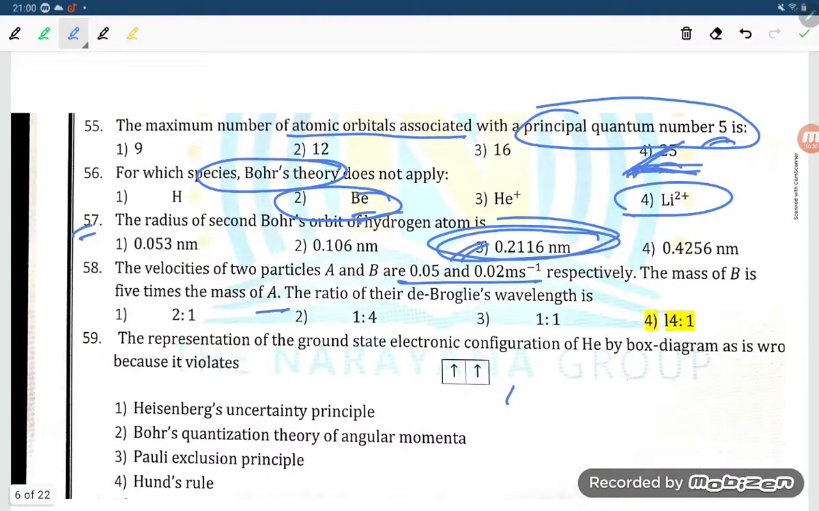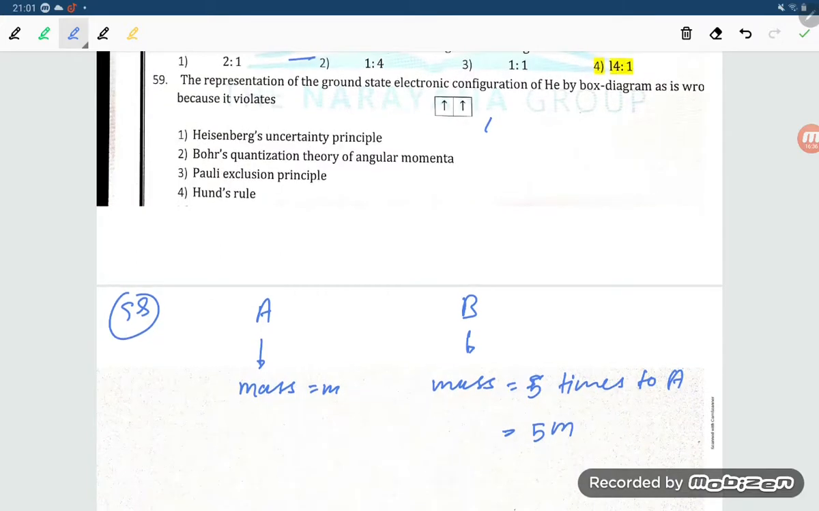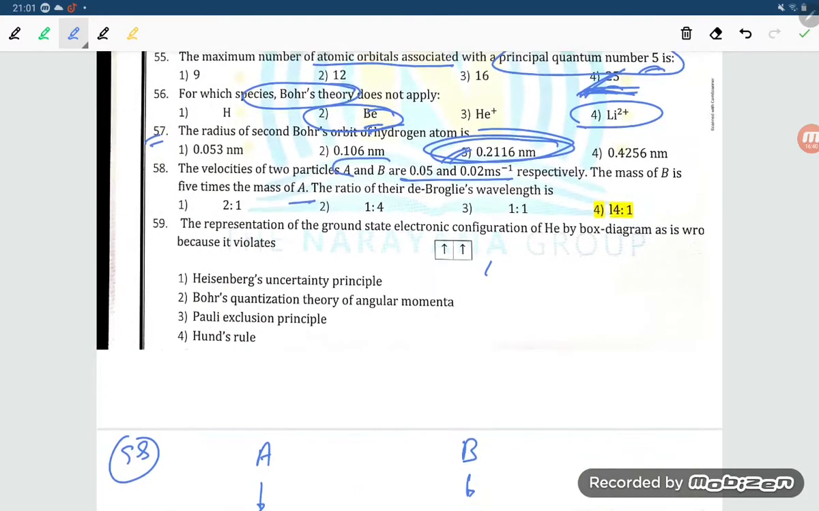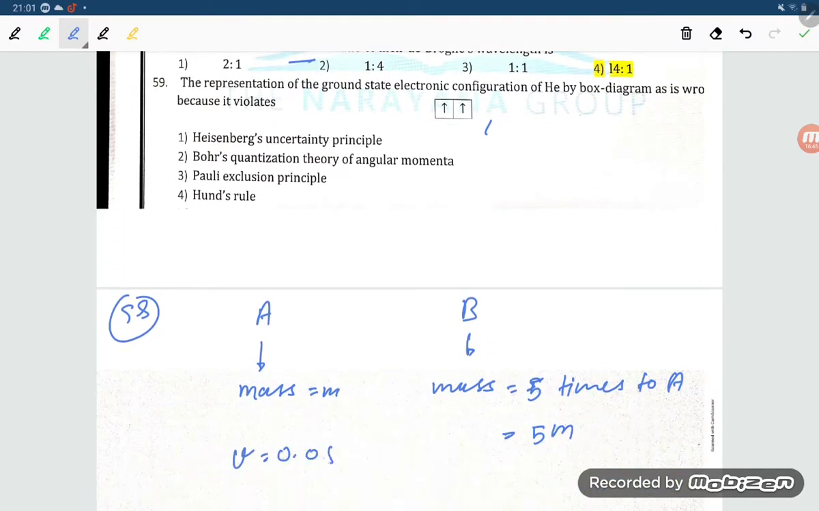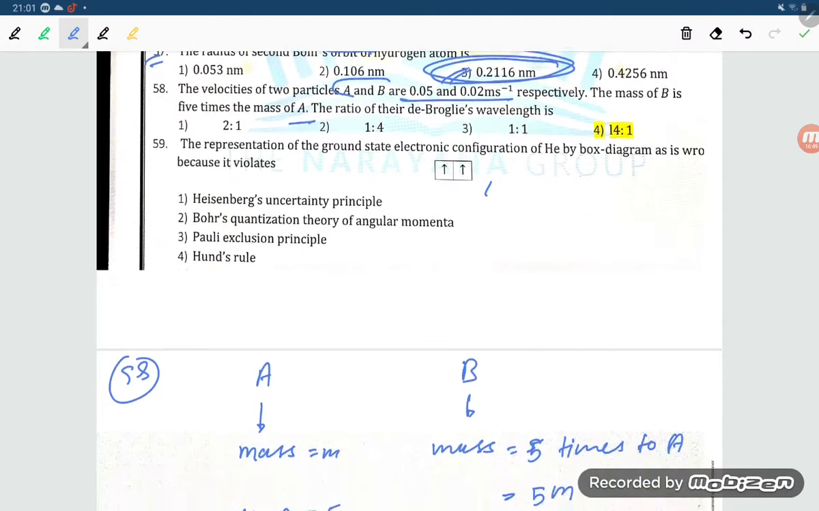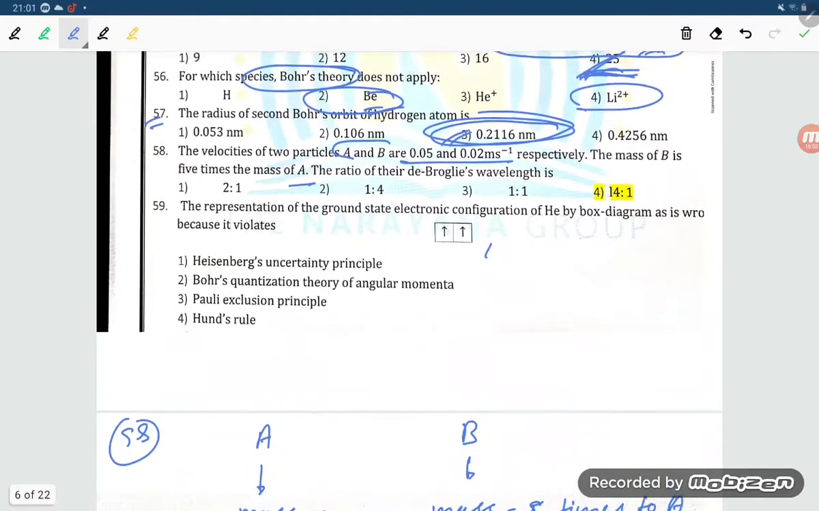Now read the other information, students. The velocities of the two particles A and B are given. For this one, how much? 0.05. And for this one, the velocity given is 0.02, respectively. The mass of B is 5 times the mass of A.